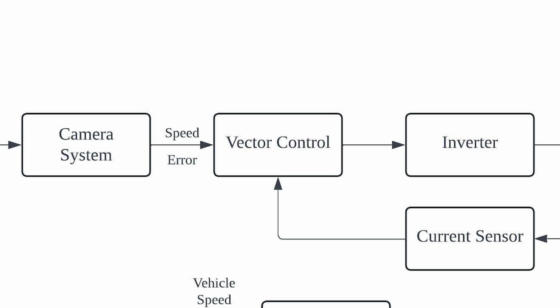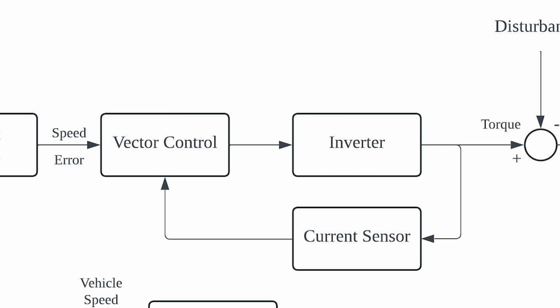The data undergoes vector control, which transforms the three-phase stator current into a two-coordinate DQ rotating reference frame. This transformation allows for independent control of magnetic flux and torque-producing current components. Next, we have the inverter, which is an electronic device that converts direct current to alternating current. In electric vehicles, the inverter adjusts the frequency and amplitude of the AC power, generating the necessary pulse width modulation signal to drive the motor based on the control input.